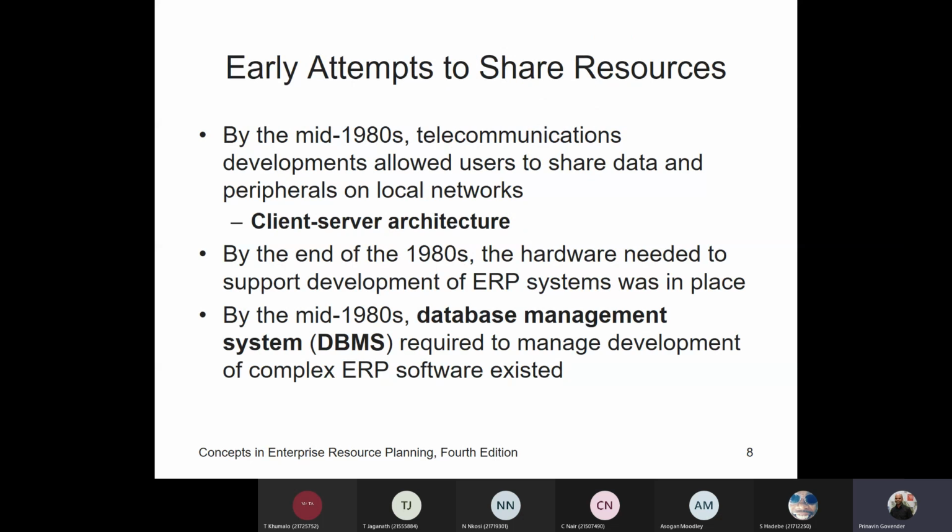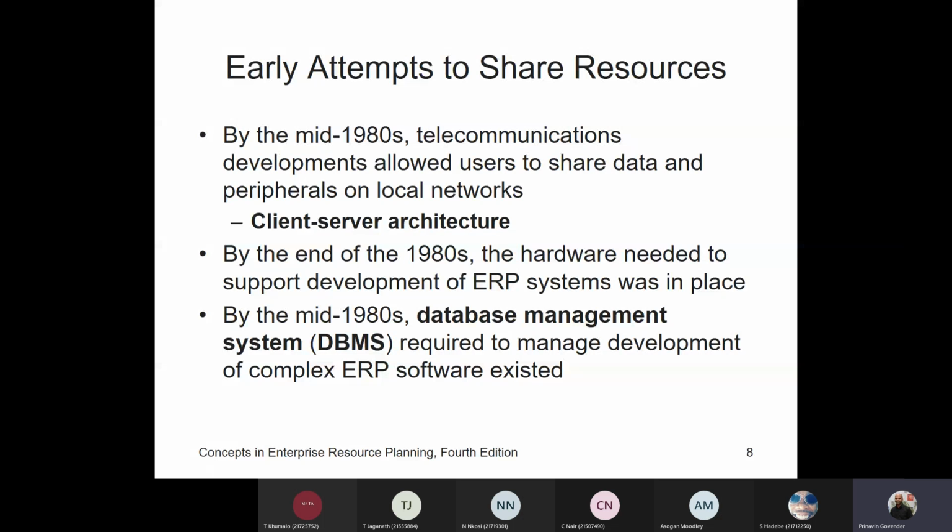Let's go and talk about this thing called a client-server architecture and database management system. Now, like I mentioned to you, this ERP system just doesn't work alone. It's not a standalone system. Long ago in the 1980s, which is not that long ago, we're talking about a client-server architecture.